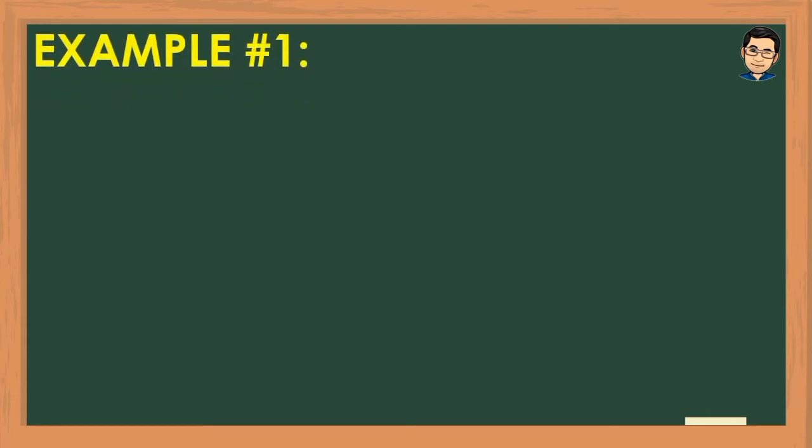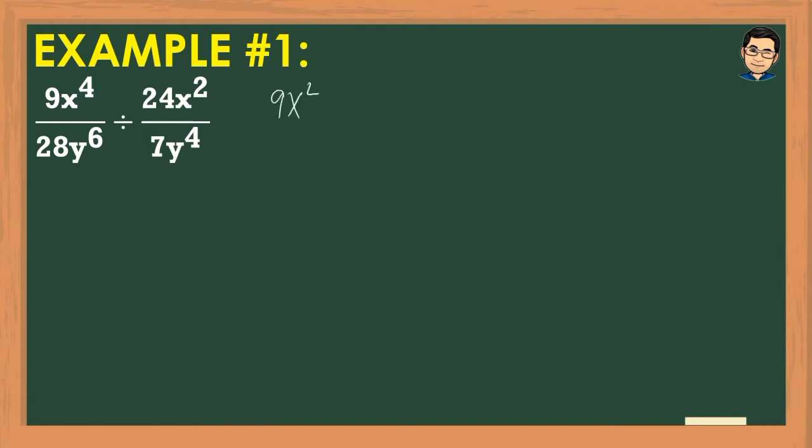So let's have example number 1. 9x to the 4th power all over 28y to the 6th power divided by 24x squared all over 7y to the 4th power. So the first step, kunin muna natin reciprocal ng divisor, then mag-proceed tayo sa multiplication. So ang reciprocal po is 7y to the 4th power all over 24x squared.